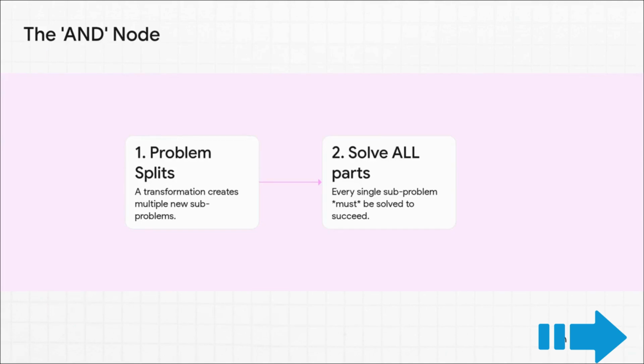Let's look at the first type of branch. This is an AND node. This happens when a safe move, like that sum rule, splits one problem into multiple parts. The key word here is AND. To solve the original problem, you have to solve the first part and the second part, and any other parts. Every single one is mandatory, no skipping.